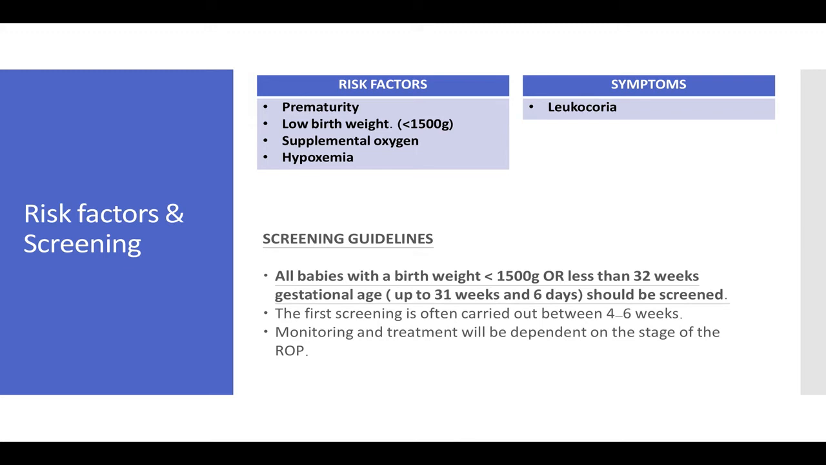Screening guidelines. All babies with a birth weight of less than 1,500 grams or those with a gestational age of less than 32 weeks should be screened. This will be achieved by using a dilated fundoscopic examination, particularly looking at the peripheral retina. The first set of screening is often carried out between 4 to 6 weeks. Monitoring and treatment will be dependent on the stage of the ROP.